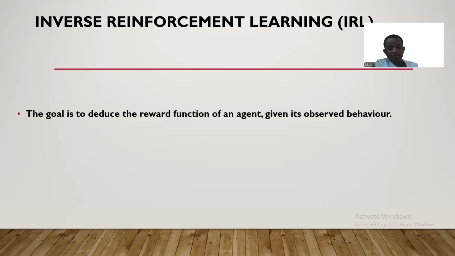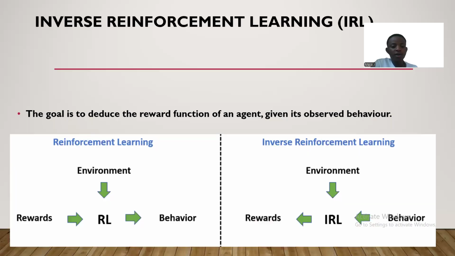And the goal is to get this reward function. What do we have? We have the expert trajectory of the observed behavior of the agent. So it's where we're trying to generate the reward function from. And as you can see, they have illustrated here. This is reinforcement learning. We have rewards, we are getting the behavior. So here, in this case, it is the opposite.